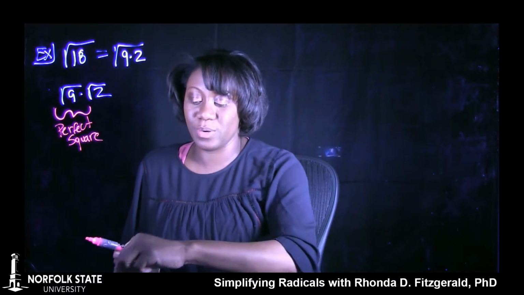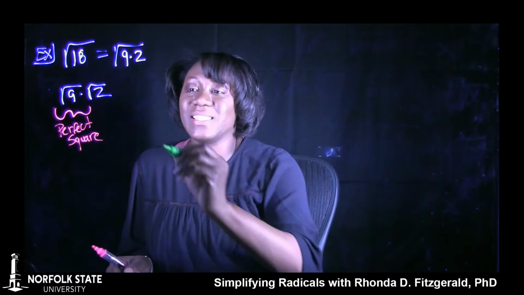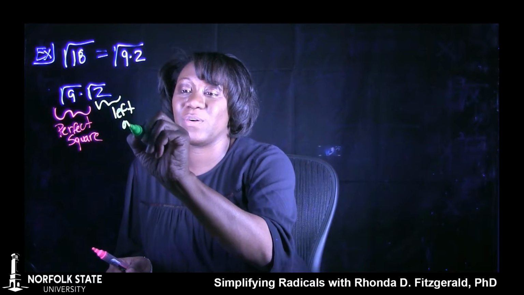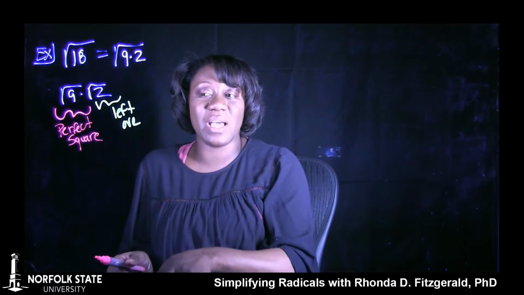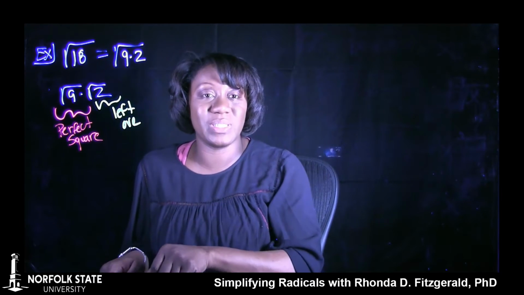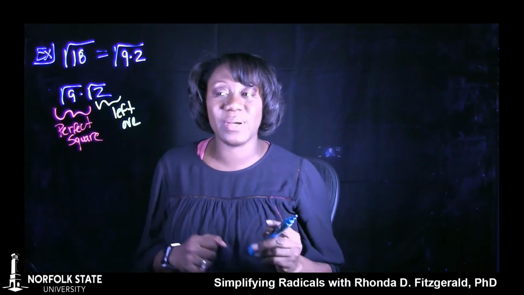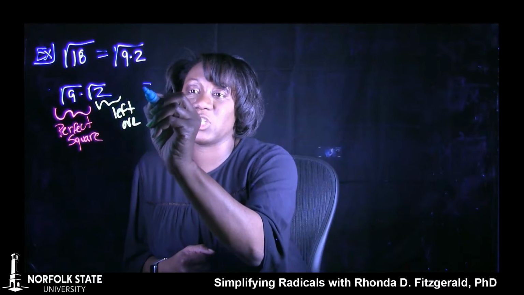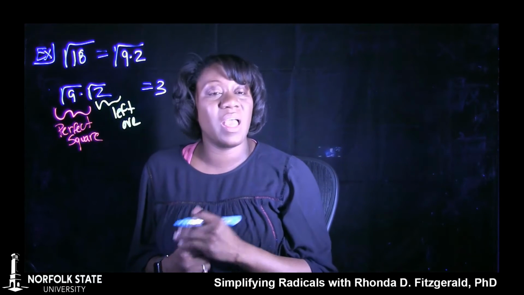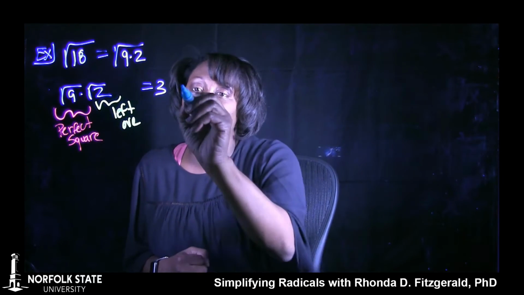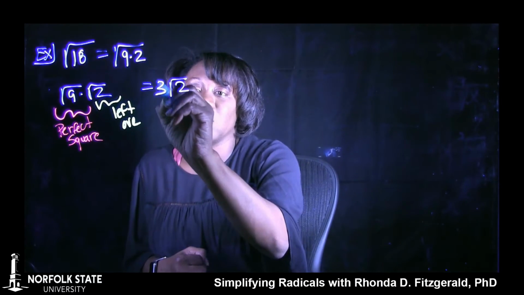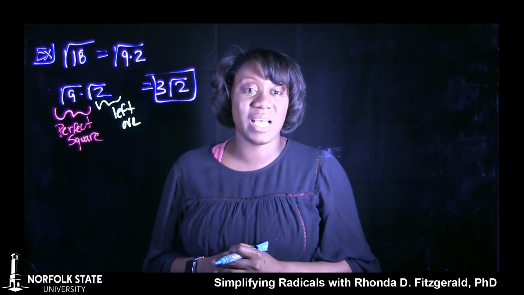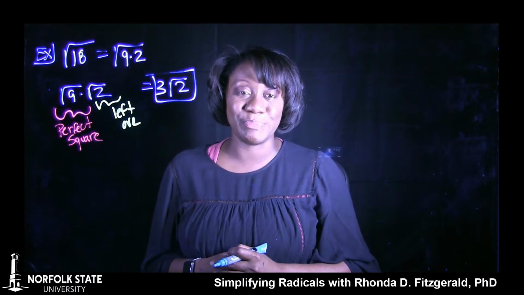And the 2, well, the 2, this is my leftover. This is what's left over. So we broke it down into something that's a perfect square and then what's left over. And when I go and simplify this, the square root of 9, my answer is just 3. And then what's left over? The leftover part is the square root of 2. So my final answer in this particular case is 3 times the square root of 2.